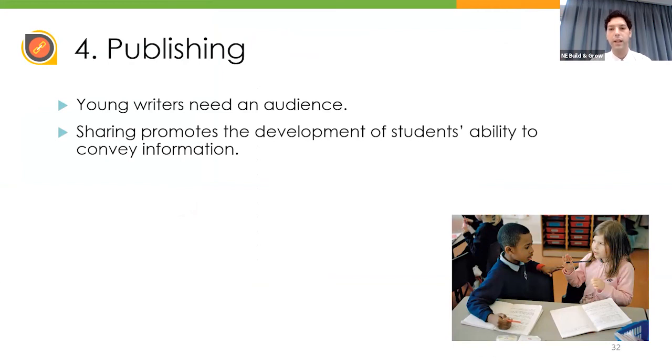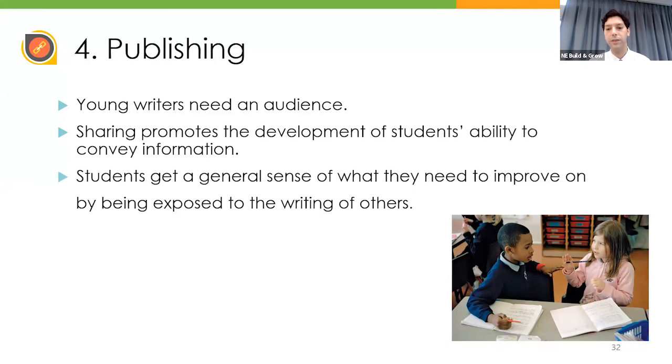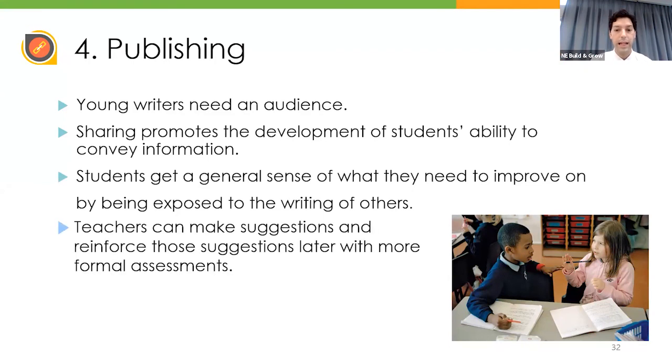Let's say that you've got a student who's maybe not so good, but then they see a classmate who's a little bit better presenting their writing in front of an audience. That student can then maybe pick up some tips if they see it in that context, right? So that's another way for them to learn. Students get a general sense of what they need to improve on by being exposed to the writing of others. And teachers can make suggestions and reinforce those suggestions later with more formal assessments, right?